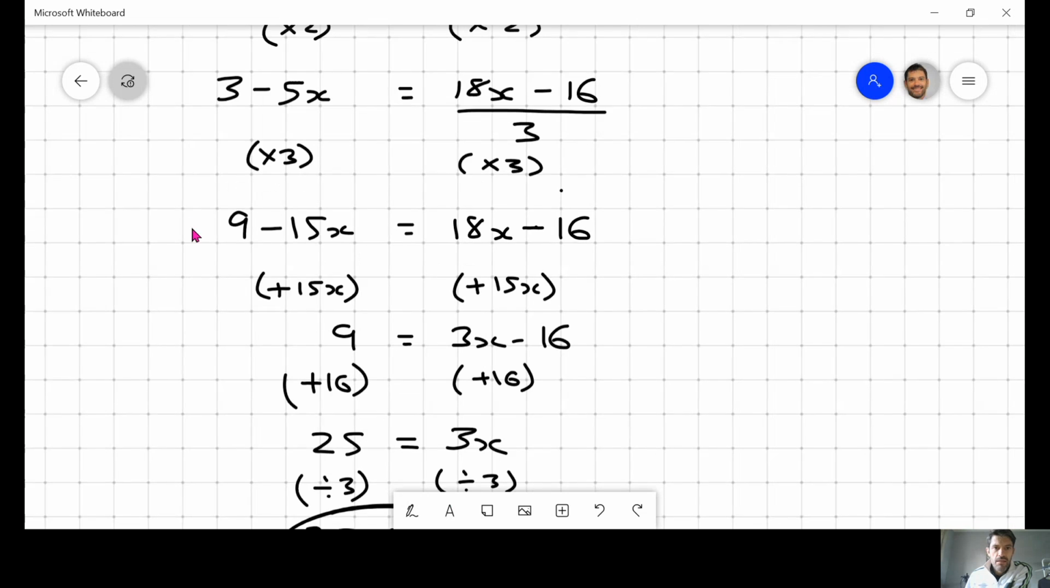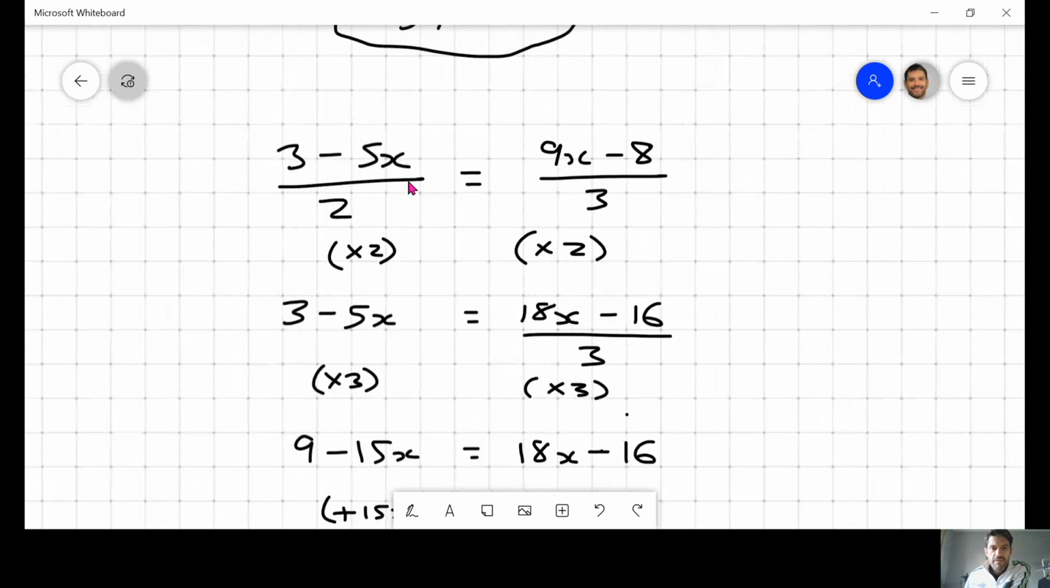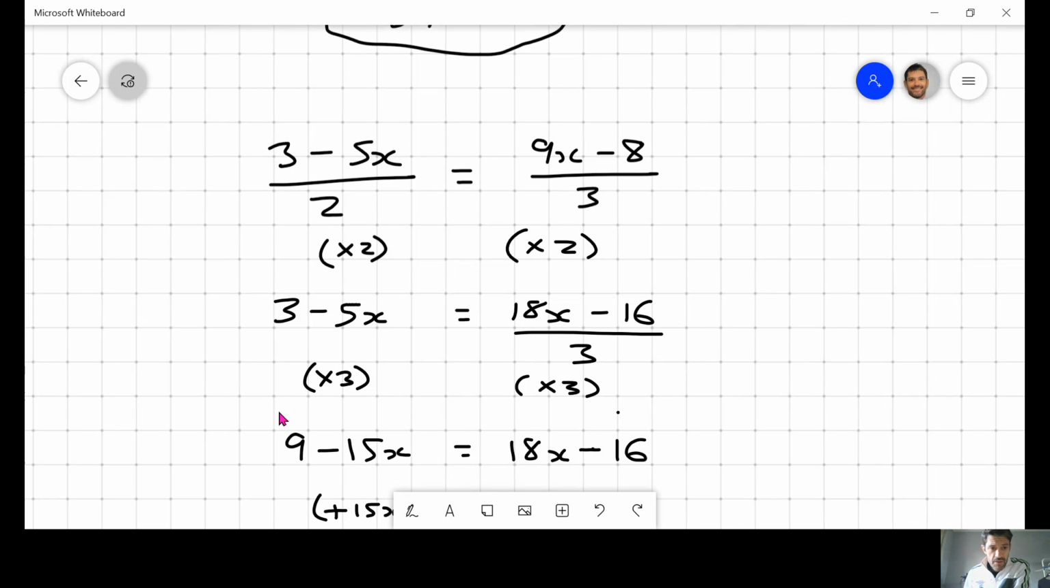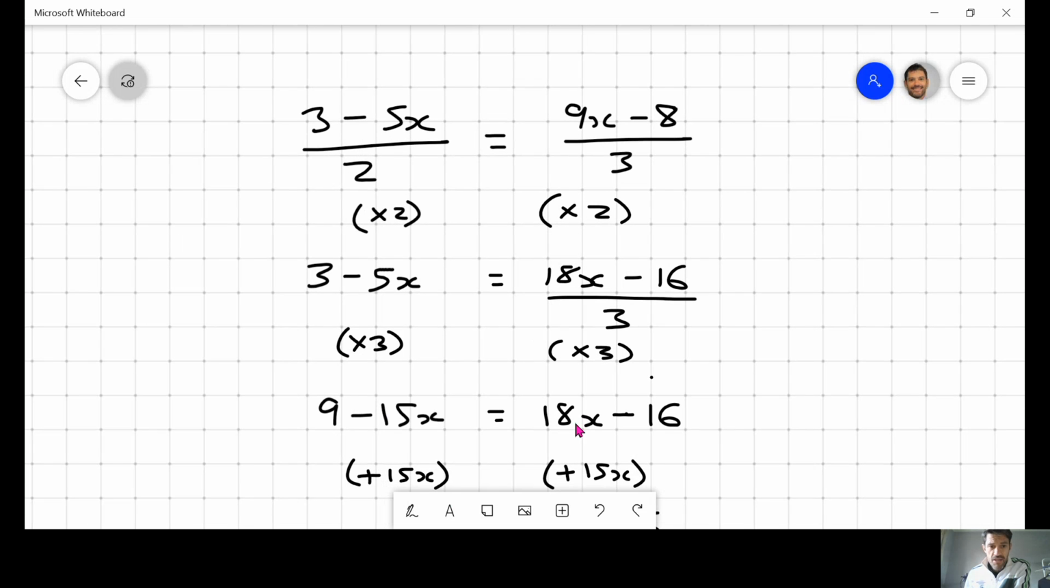So if we just run back, what you need to do is, as we've said, you always need to get rid of the fraction first. It's not strictly true, but anyway, in these questions certainly. So I could times by 3 first and then times by 2. I'm going to get the same by the time I get down to this part, 9 minus 15x. It'll be the same.